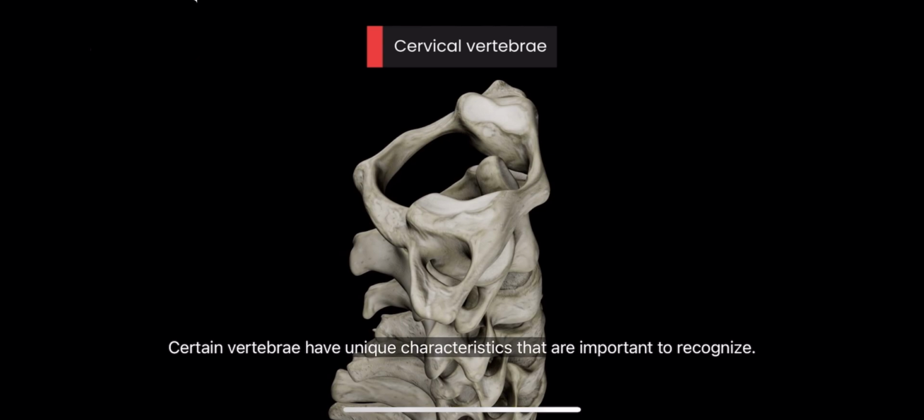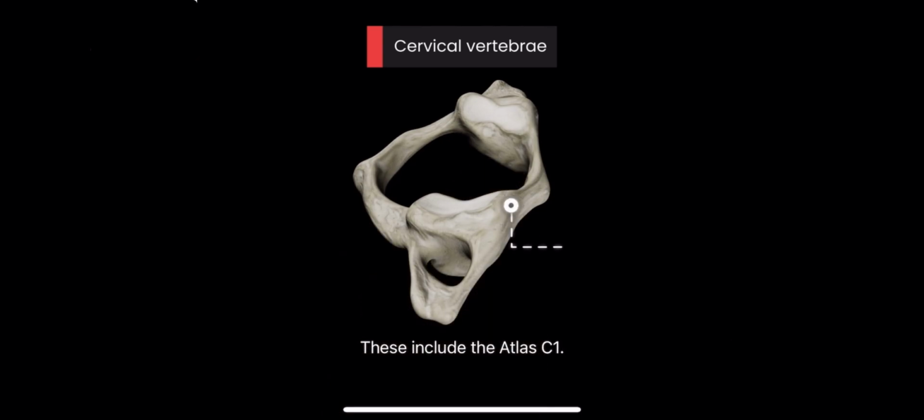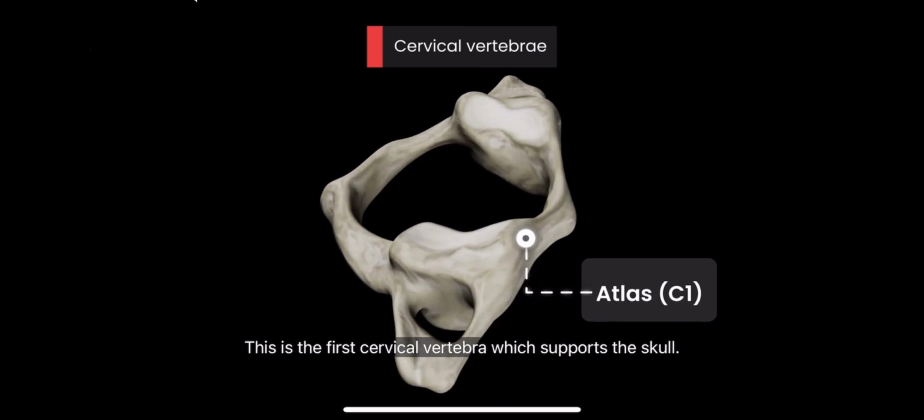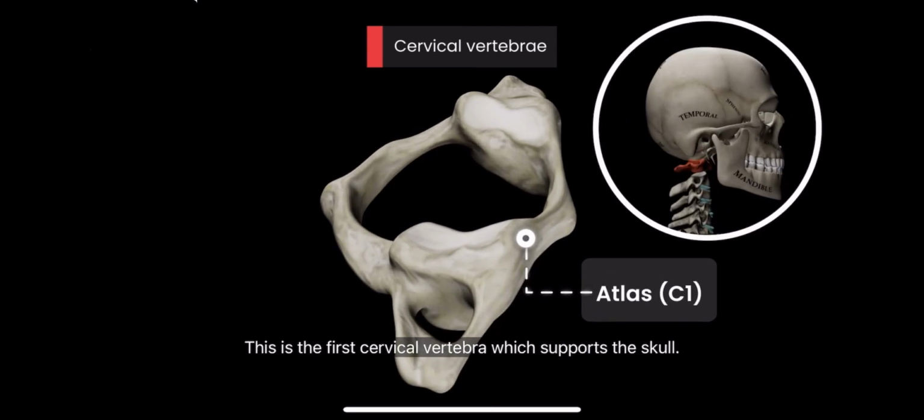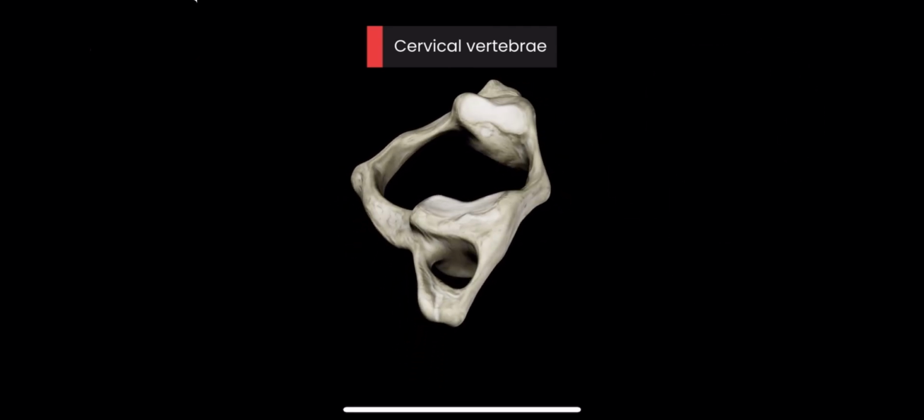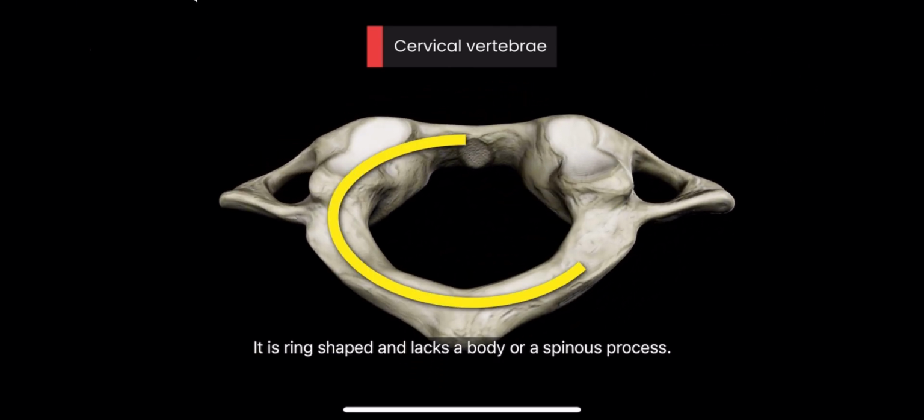Certain vertebrae have unique characteristics that are important to recognize. These include the atlas, C1. This is the first cervical vertebra, which supports the skull. It is ring-shaped and lacks a body or a spinous process.